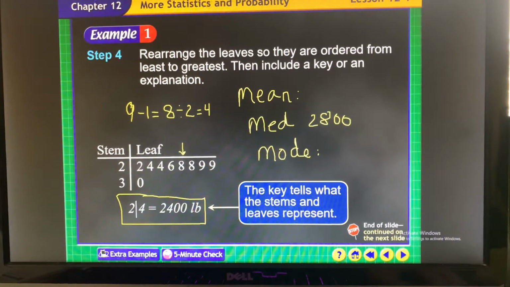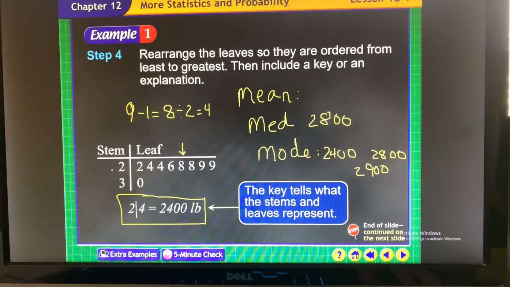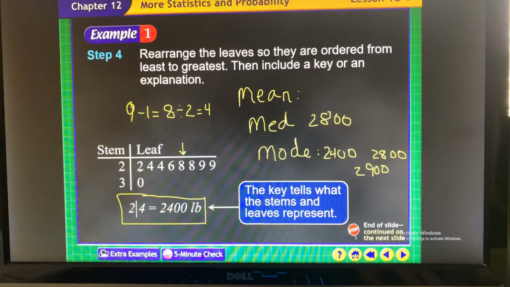The mode is the one that occurs the most often. So we have 2,400, and we have 2,800, and we have 2,900. Remember, you can have more than one mode. Okay? And then again, don't forget your key. That's how you make a stem and leaf plot. So remember, your stems are all of the digits except the last one. Your leaf is the last digit.